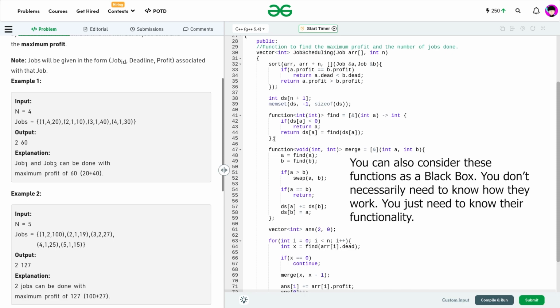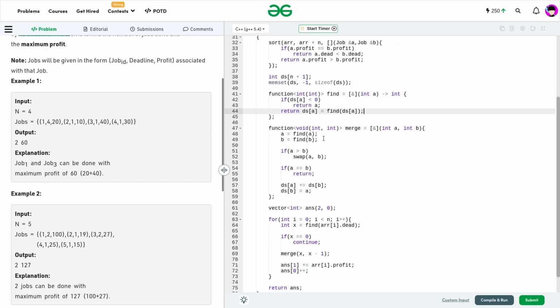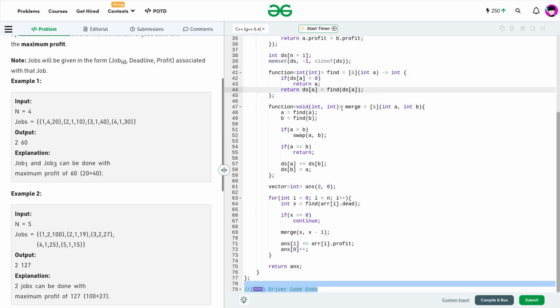The find function is a very simple and commonly used find function using path compression. If disjoint set of a is less than 0, I just return the index a. Otherwise, I return disjoint set of a equals find of disjoint set of a. This is just a one-line optimization for path compression. If you search for it on the internet, you will find the explanation of this function very easily. Now let us discuss the second function that we have.